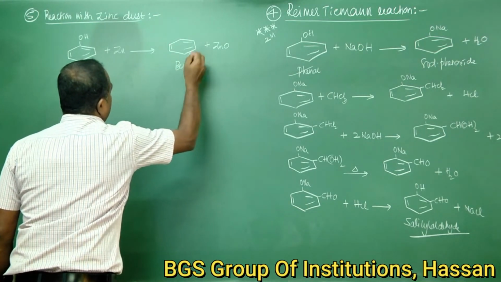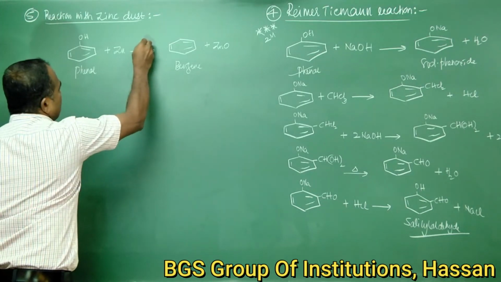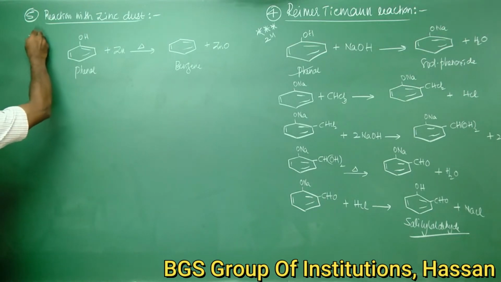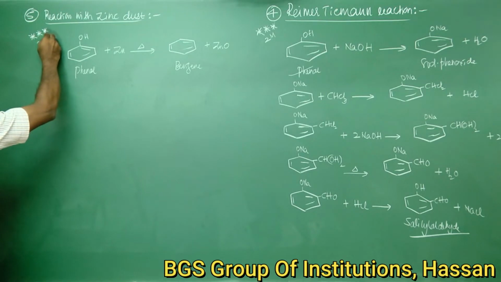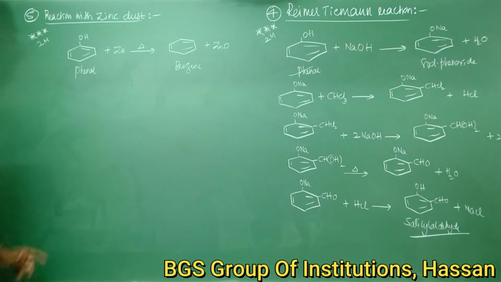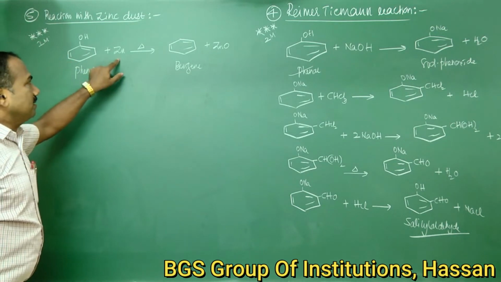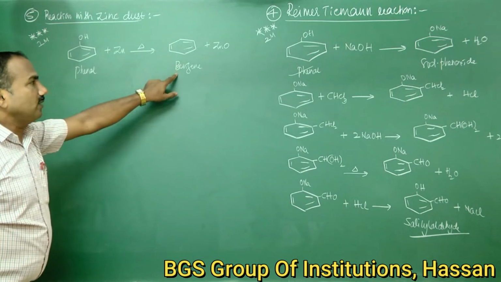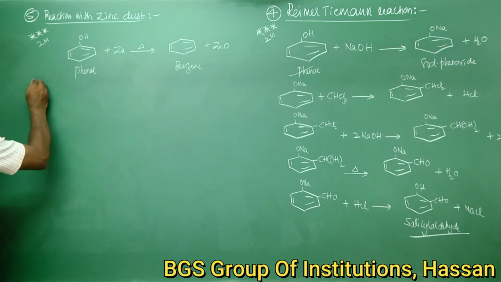How is phenol converted to benzene? It is nothing but by heating with zinc dust. This has also been asked in the examination many times for 1 mark. In a question like this, complete the equation: phenol plus zinc, arrow, question mark, you should write benzene.